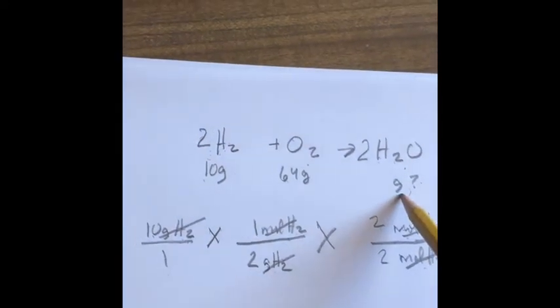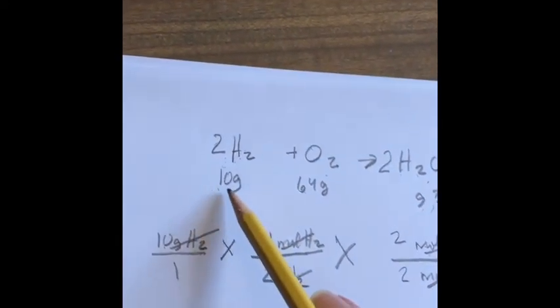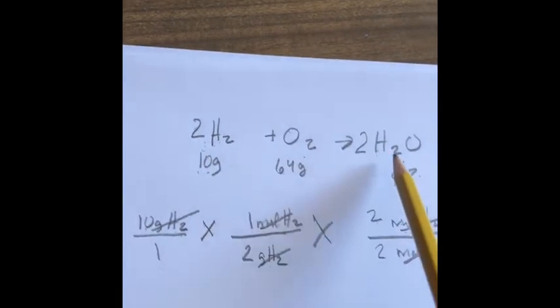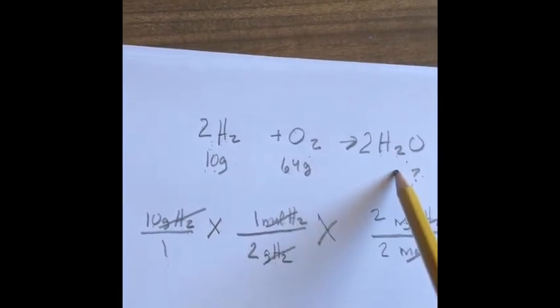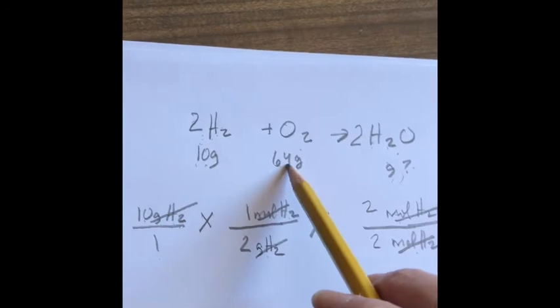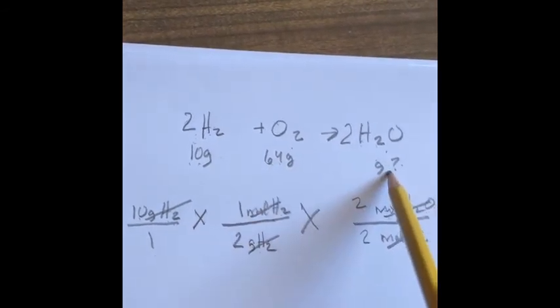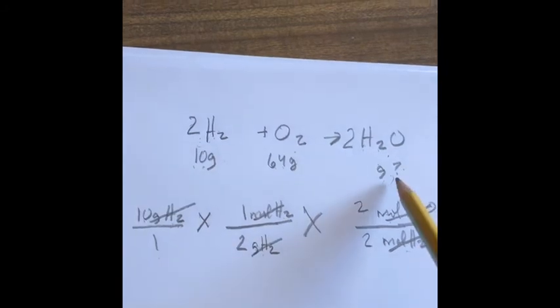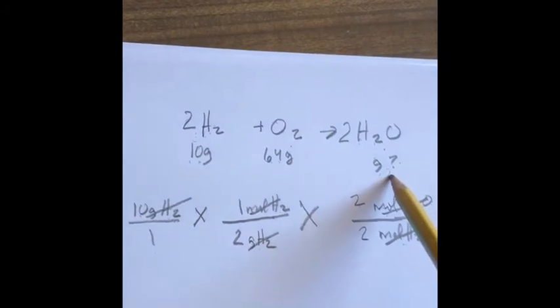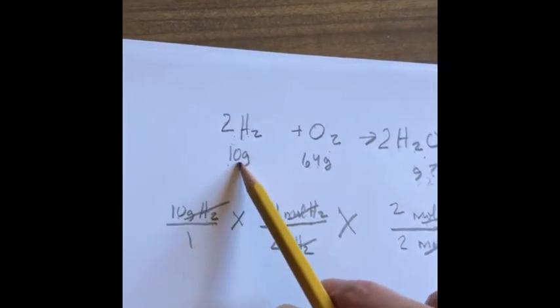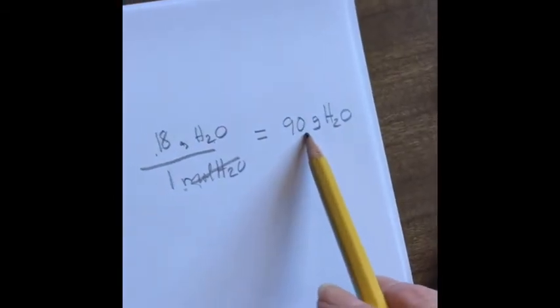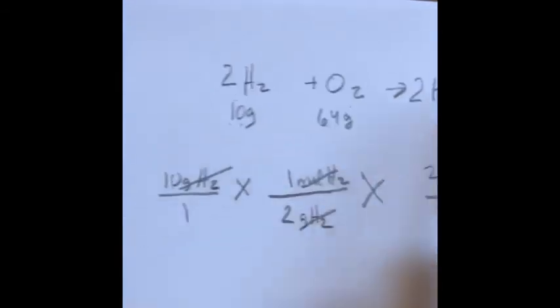And so what we have to do is we do two stoichiometry problems. We do this and we figure out how much water is produced. And then we do another problem and you take 64 grams and you figure out how much water is produced. And whichever produces the least amount is your limiting reactant. So since we already did this one, we came up with 90 grams of water. So now we're ready to do this one.